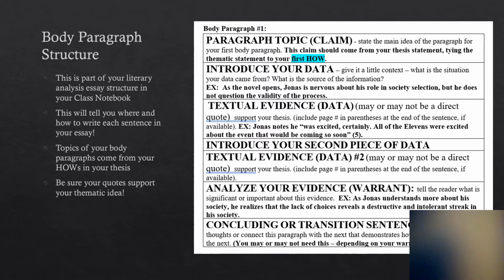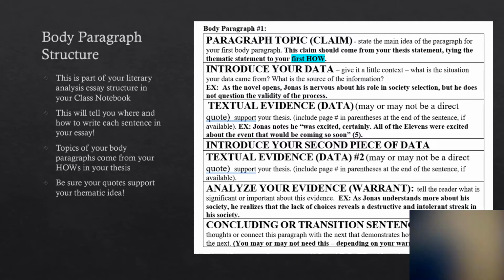Then I would have a second piece of data that maybe showed how his attitude changed. And in that second piece of data, that second quote, I will have noted that there's a change. That final sentence is where I can say where the change was. So my example is, as Jonas understands more about his society, he realizes that the lack of choices reveals a destructive and intolerant streak in his society. So I explain how my two quotes proved my point.